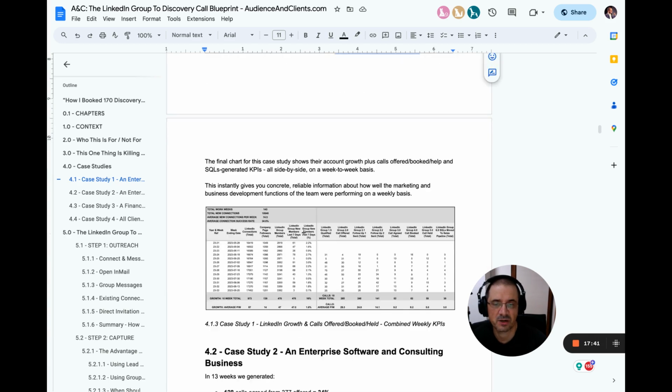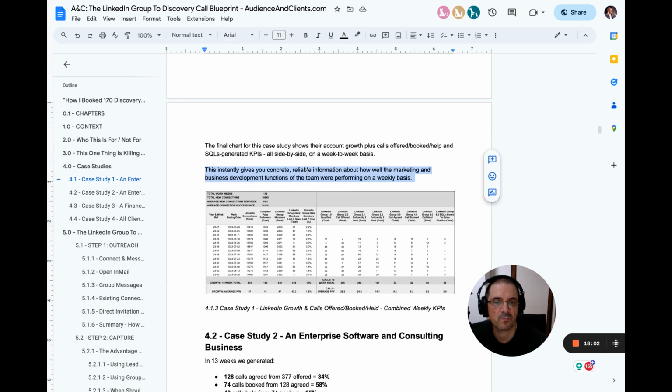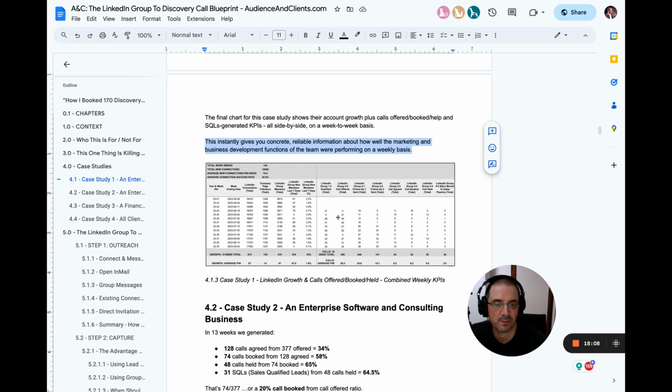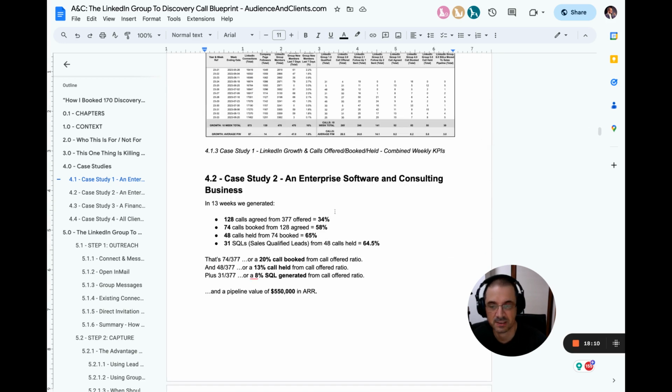And this final chart here shows both of those charts together. So you can see the week by week growth, connections, page followers, group members, as well as the outreach: offering the calls, agreeing the calls, booking the calls, holding the calls, and then creating the sales qualified leads. So this gives you the concrete, reliable information. And you can see just how well the marketing and the business development functions of the team are performing on a week by week basis. So that's case study number one.